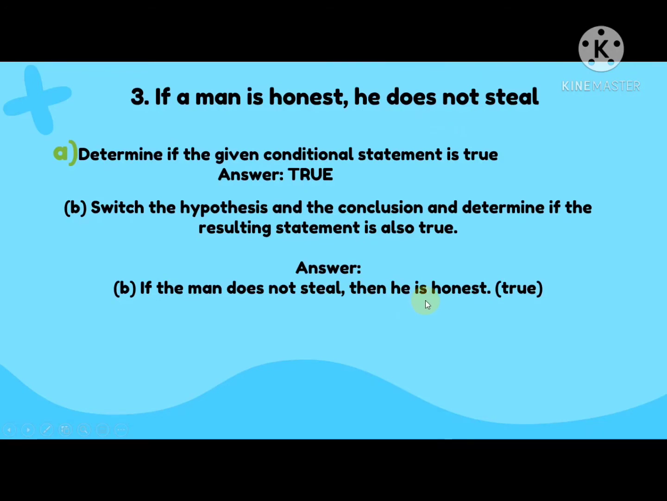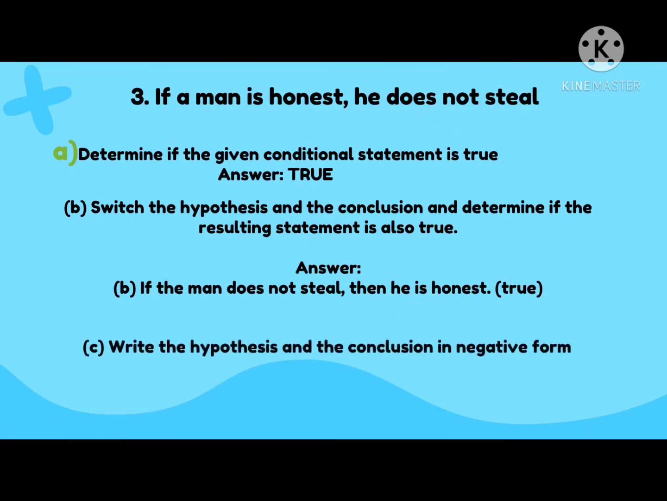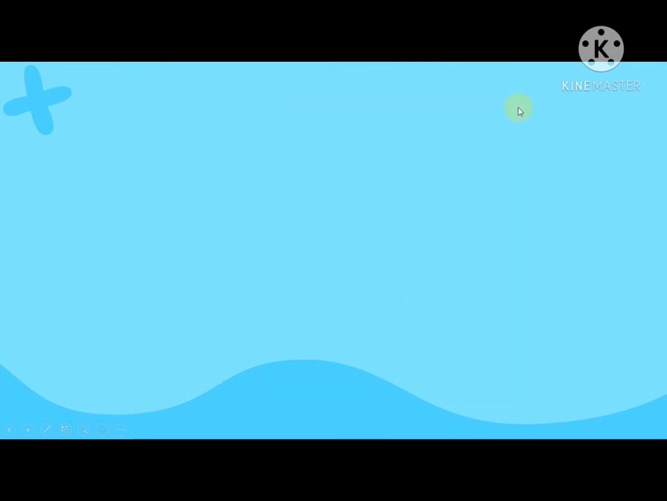Can you follow? Okay, letter C. Write the hypothesis and the conclusion in negative form. So, let us write the statement in negative form. If a man is not honest, then he steals.